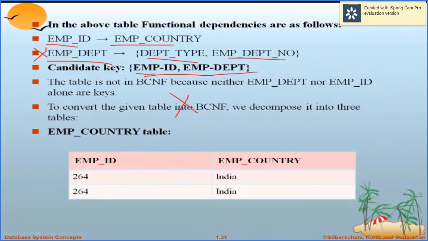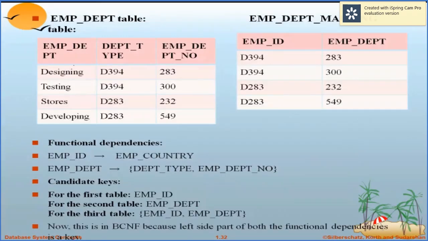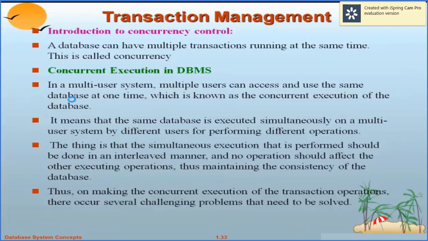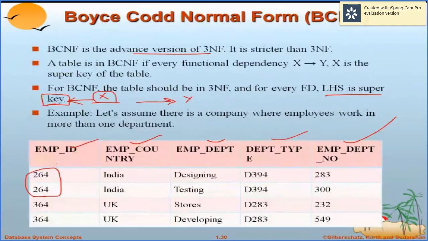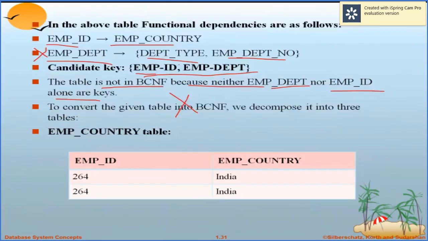So what is it saying? The table is not in Boyce-Codd normal form because neither of the employee department nor employee ID are alone keys. Because this employee ID, what I spoke here, is being repeated again and again. If the key value is something we should not repeat, the values are being repeated. So employee ID cannot be taken as key. At the same time, employee department cannot be taken as key. In that case, Boyce-Codd normal form has been violated in both the cases.